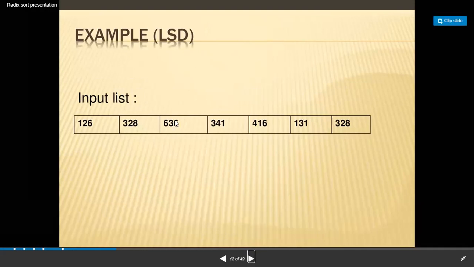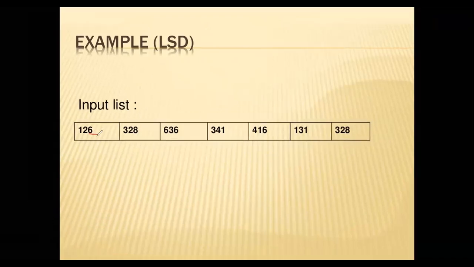Now, without any further delay, let's see an example. Let's assume this is my input list and I will use Radix Sort on it. First we'll start with LSD, the least significant digit. In a number, the last digit is the least significant, then the second, then the third, and this is the most significant digit. First we'll look at all the last digits, the least significant digits, and group the numbers depending on which digit we have. So here we have 6, 8, 6, 1, 6, 1, 8.